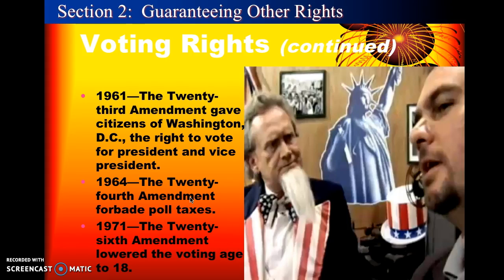And so the problem though was that only states were the ones voting for president and vice president. And here you have our nation's capital, people that live in our nation's capital where our president works, and yet they don't even get to have a vote. So 1961 gave the citizens of Washington, D.C. the right to vote. In 1964, it made poll taxes illegal. This is something we'll talk more about later on. And then in 1971, the 26th Amendment lowered the voting age to 18.